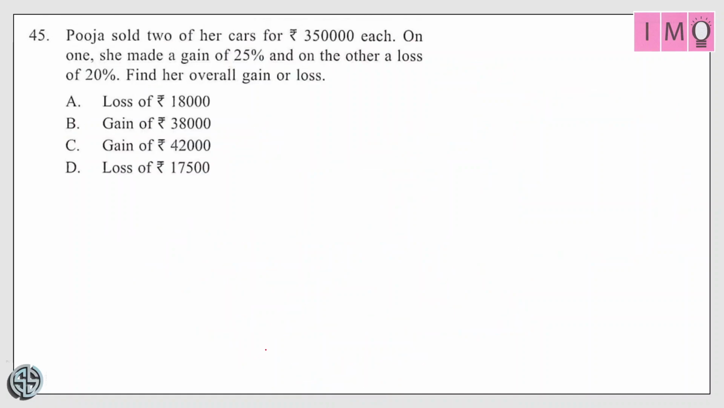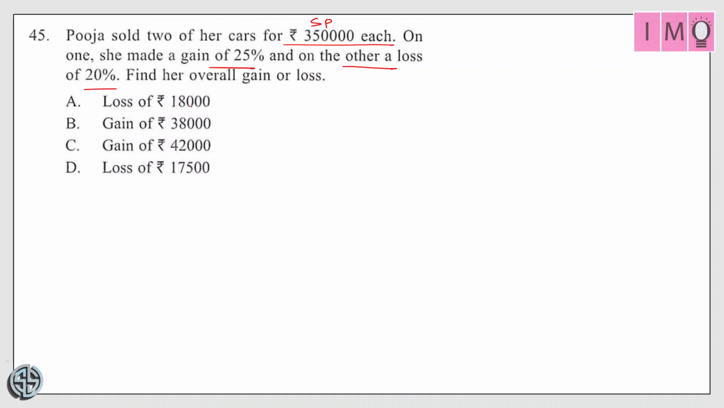Now the last question. Pooja sold two of her cars at 3,50,000 each. On one she made a gain of 25% and on the other a loss of 20%. Find her overall gain or loss. Okay, so Pooja has sold two of her cars, therefore this will be the selling price of each of the car.